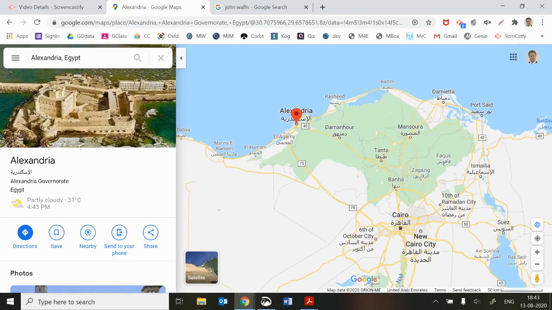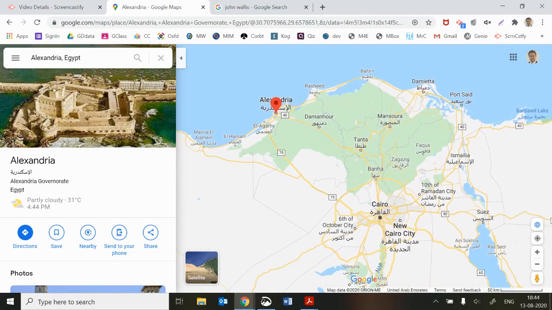Alexandria. If you're interested, it's in Egypt. So this Heron of Alexandria came from Egypt, it would seem. And yeah, there we go. Just checking it out on the maps. And the fort looks pretty nice there. Sea looks pretty nice as well. Quite like to go there myself.